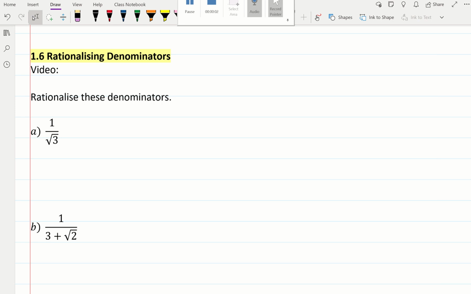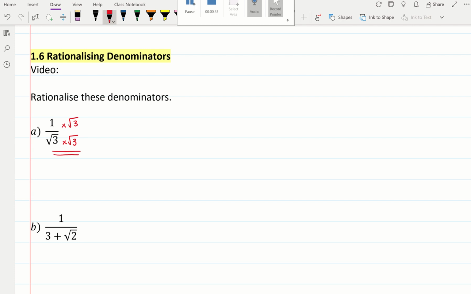For section 1.6, we're looking at rationalizing the denominator. Now, a surd like root 3 is an irrational number, and so I cannot divide by an irrational number. And therefore, I have to rationalize it. I have to turn it into a rational number. And I do that by multiplying the fraction by the surd. So root 3 times root 3, and I also multiply the numerator by root 3 as well.